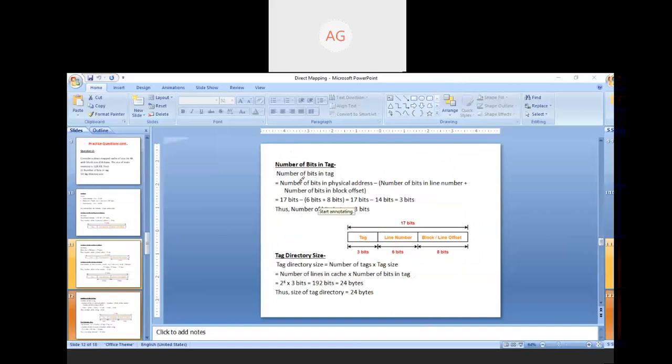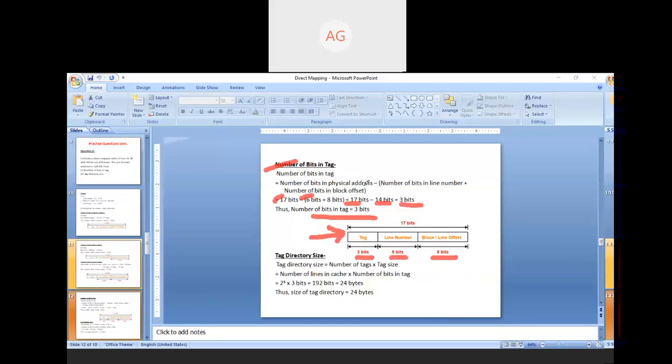So this is the way we already discussed in the previous slide how we calculate the number of bits in the tag. Number of bits in the tag is the number of bits in the physical address, which is 17 bits, minus the number of bits in line number plus the number of bits in block offset. So 17 minus (6 bits plus 8 bits), which is 17 bits minus 14 bits, which is 3 bits. So our diagram changes to this form. Tag is 3 bits, then line number is 6 bits, and block offset is 8 bits.